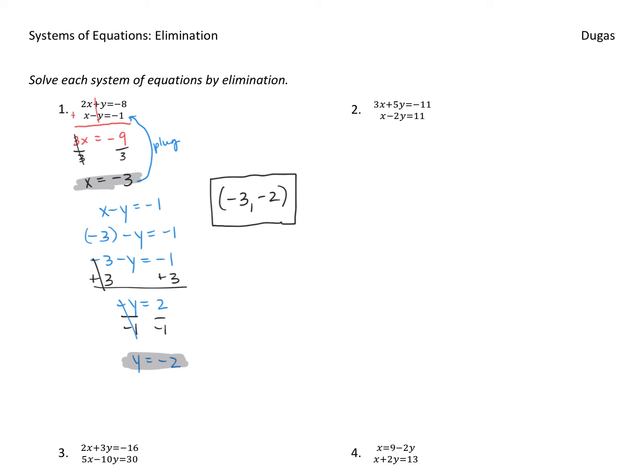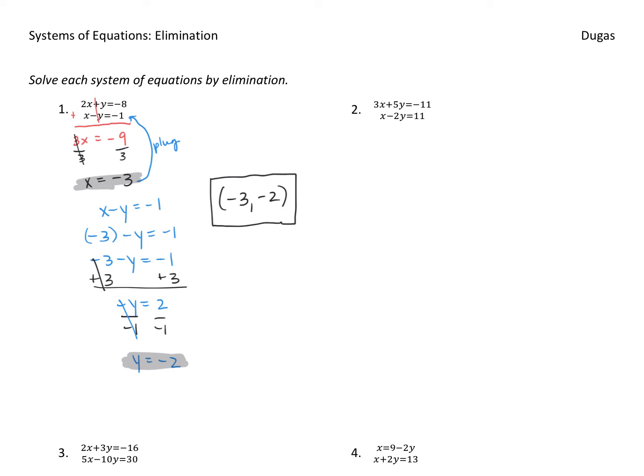If you look at number 2, if we add these together, you'll see that neither of these are opposites. We have a 3x and an x, and a 5y and a negative 2y. They're not going to zero out. So we can't simply add them together because neither of the variables will cancel out.